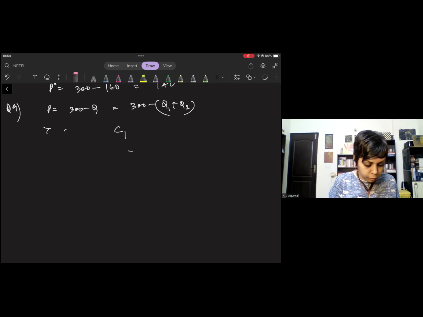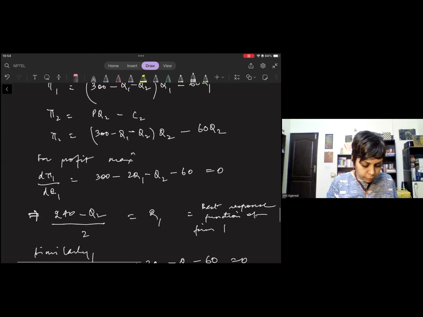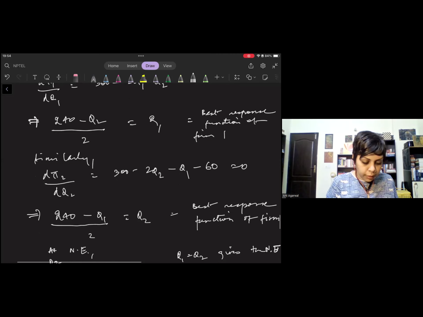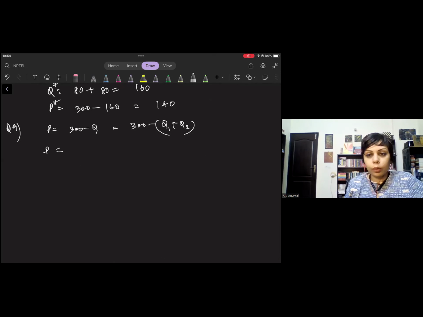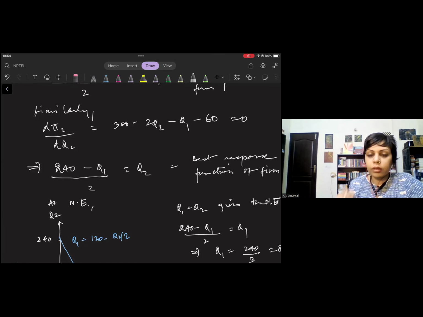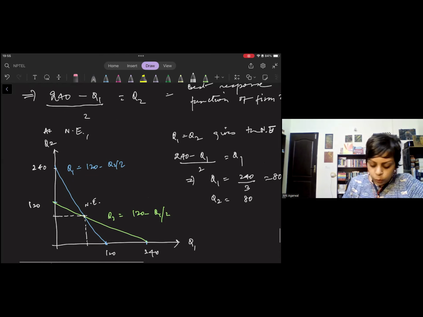Yeah, so let me redo this part. What I was saying is that we derive this reaction function of both the firms. Now, we can derive the price as a function of Q1 alone instead of Q1 and Q2. So instead of Q1 and Q2, we just take Q1 and we put the value of Q2 which we got in the response function over here, because firm 1 already knows that this is Q2's best response function, which is 240 minus Q1 by 2.